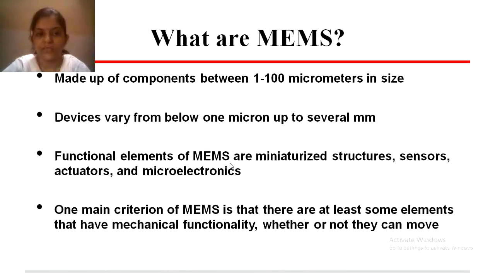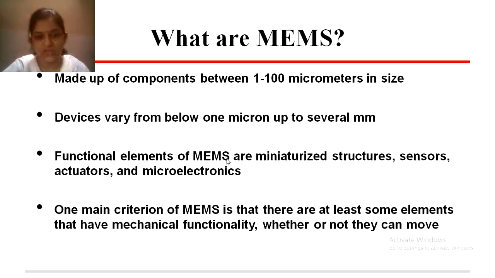Then what are MEMS? MEMS are made up of components between 1 to 100 micrometers in size. So they are very lightweight, and they are in the micro range. The length of the components is between 1 to 100 micrometers in size. Devices vary from below 1 micron to several mm.